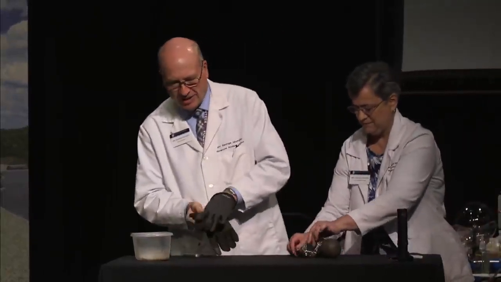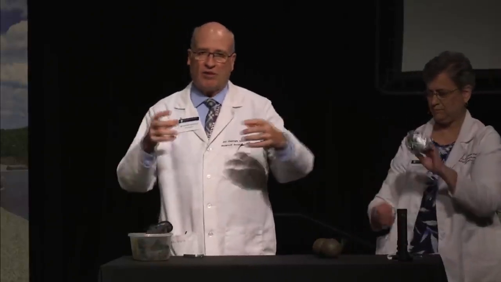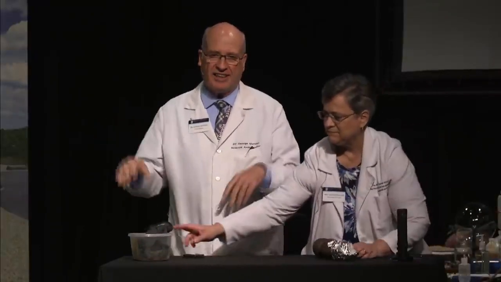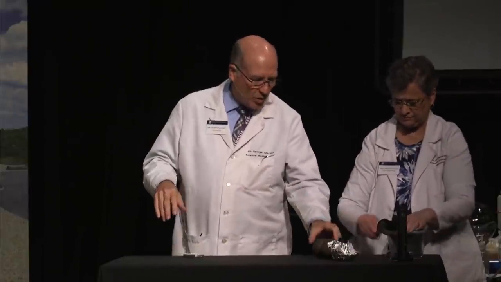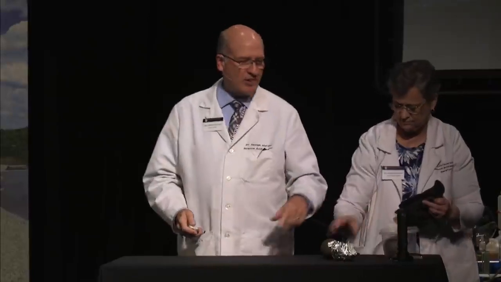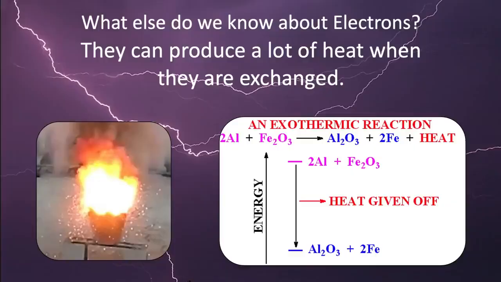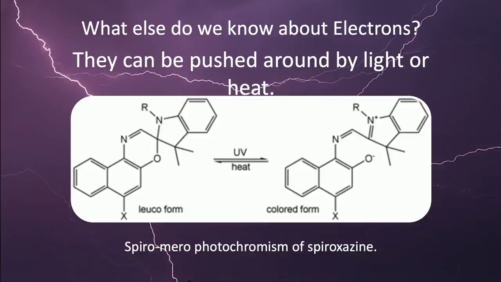They use the thermite reaction to actually weld railroad rails together, so you don't get the clickety-clack. Okay, and then they take balls like this and they use it to smooth the rails out, so you can't feel the joint. So you might see balls like that laying along the railroad track sometimes. But you can see all the heat that's given off when those electrons are exchanged. What else do we know about electrons? They can be pushed around by light or heat.